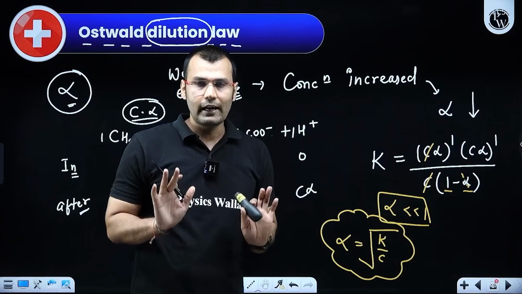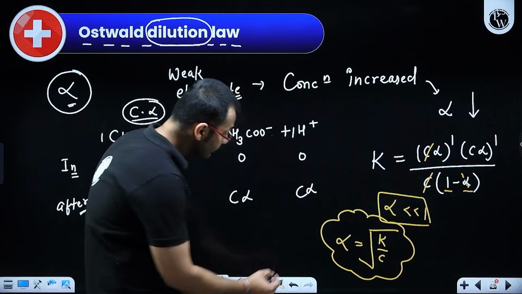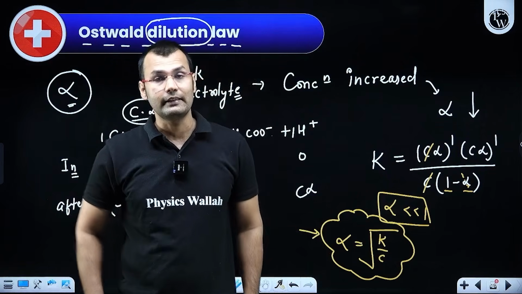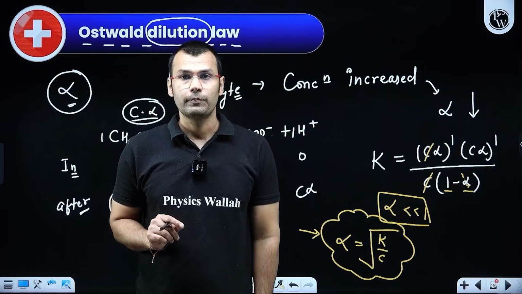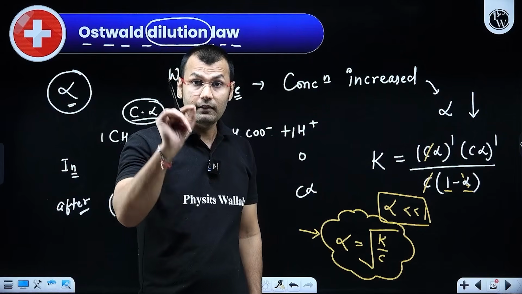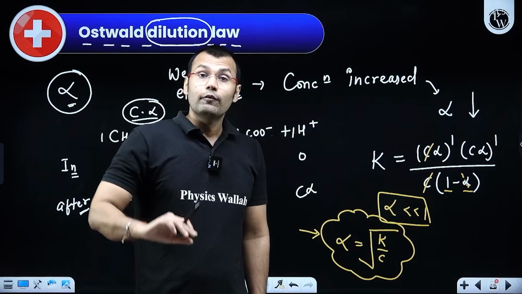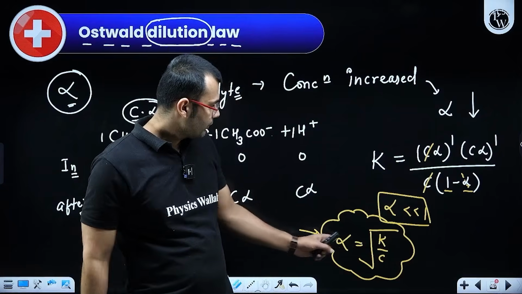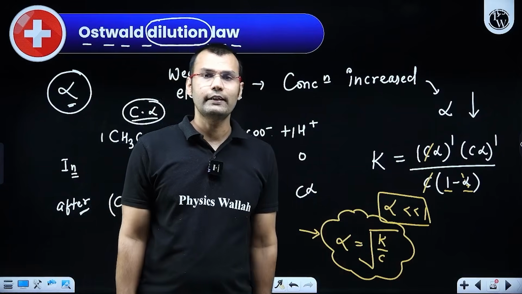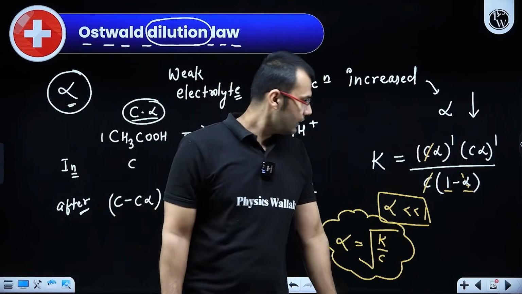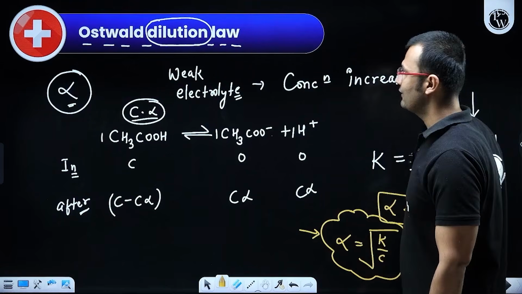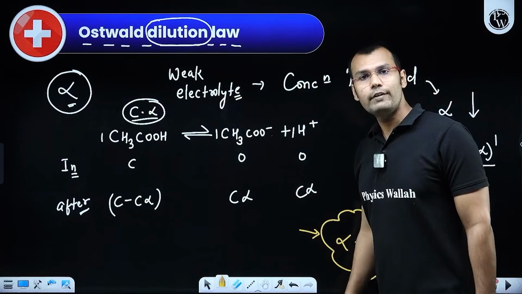So this is Ostwald dilution law, but this formula itself, alpha equals under root of K by C, is very important for you. Please remember this formula throughout the chapter, because multiple times you will require it, that is alpha equals under root of K by C. So that's it about the Ostwald dilution law, how concentration affects the degree of dissociation of a weak electrolyte.